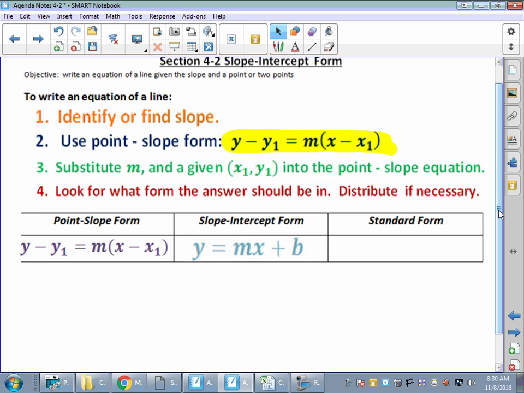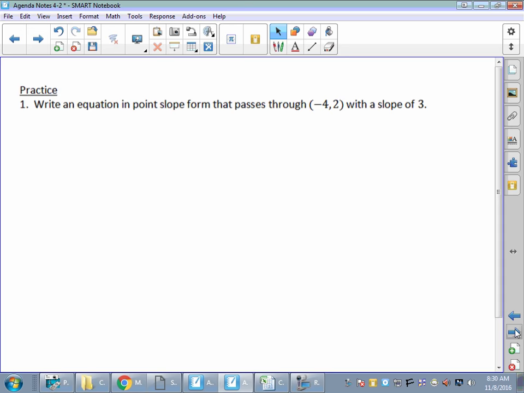Slope intercept form requires us to distribute and solve for y. Standard form requires us to distribute from that point slope, but then to get all the x's and y's on one side, all the variables together, and all the numbers together. So we've got a few things to do here in order to make this happen. So let's do an example.